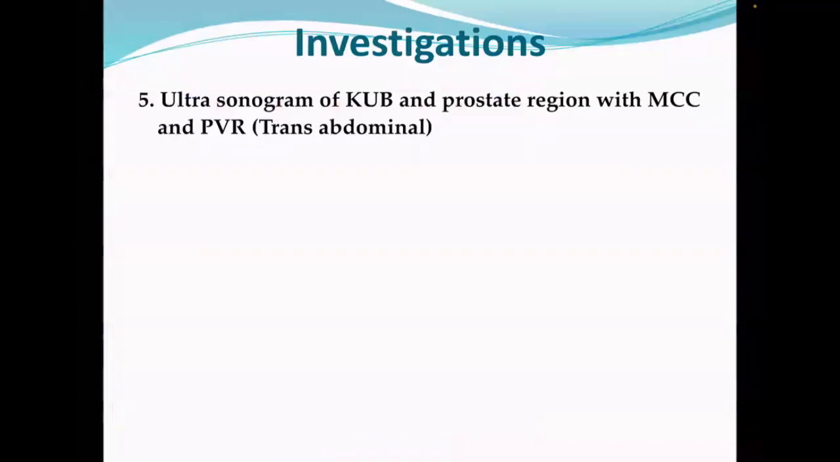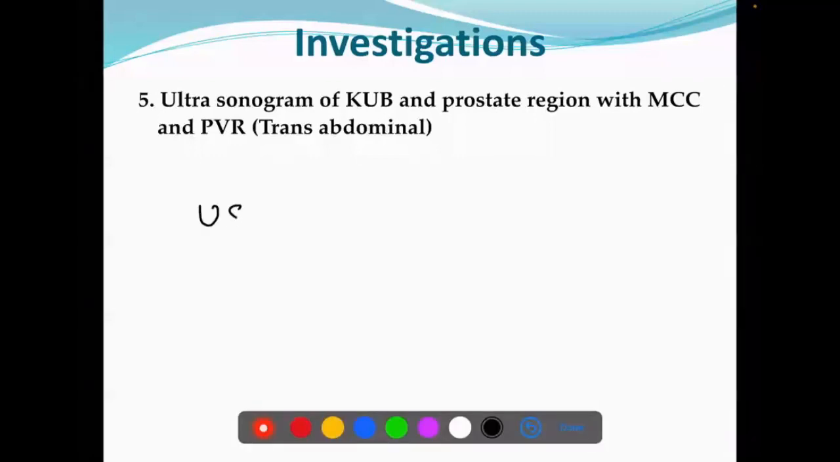And the very important investigation is ultrasonogram of abdomen and pelvis. So you can very specifically say ultrasonogram KUB prostate with MCC PVR. It is done through the abdomen, not transrectal. Transrectal ultrasonogram is basically for prostate cancer biopsy, and abdominal ultrasonogram is for BPH. Okay, so you can see K means kidney.